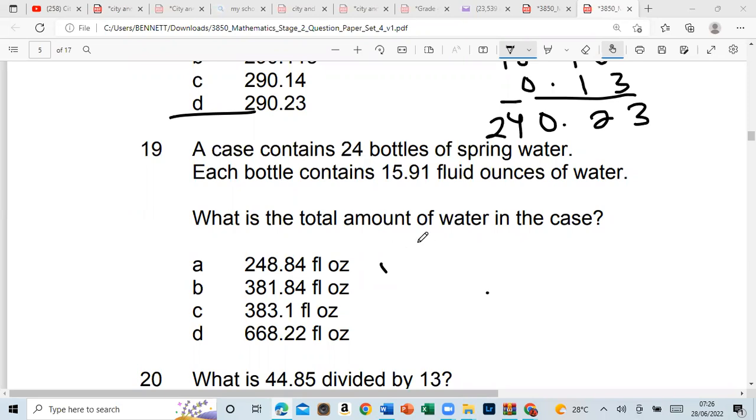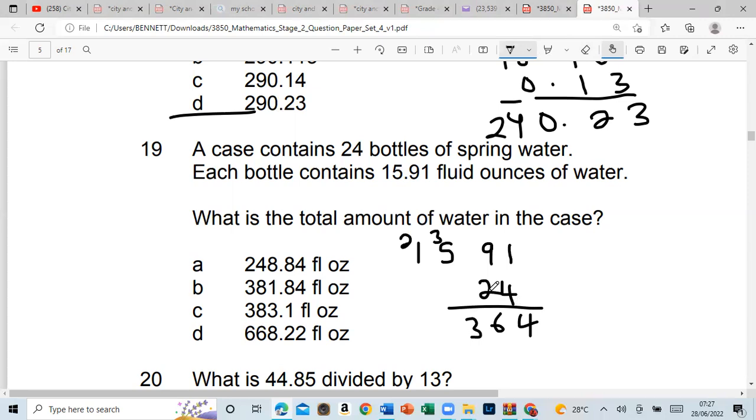All right. So 15.91. I remember the point, right? Just ignore the point and multiply like it's a whole number. So 4 times 1 is 4. 4 times 9 is 36. 4 times 5 is 20, and that's 23. 4 times 1 is 4, and that's 6.